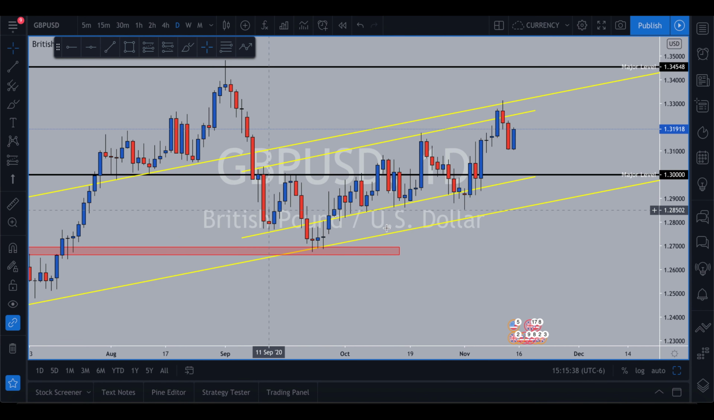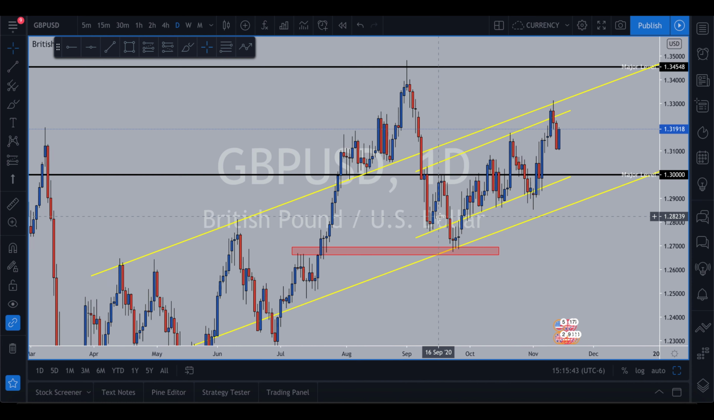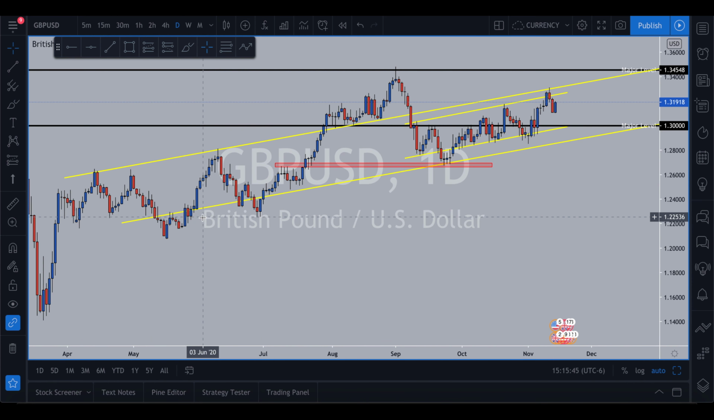So let's go to the charts. I'll show you a live example. Right here, this is my markup on GU. You can see I have it traveling in this channel.